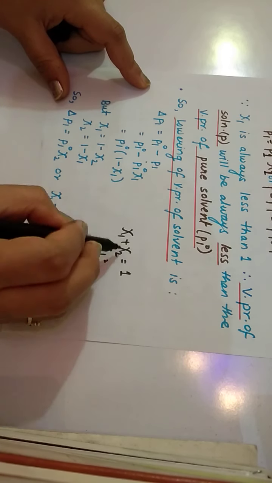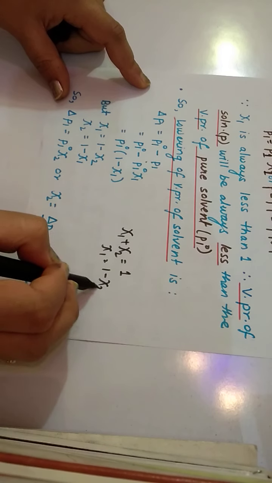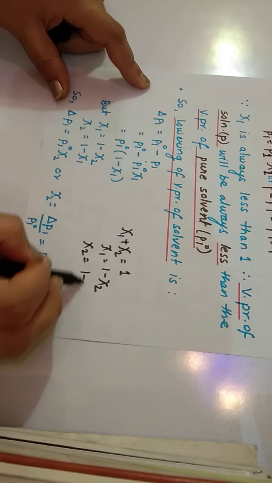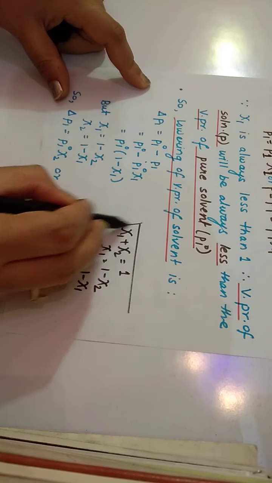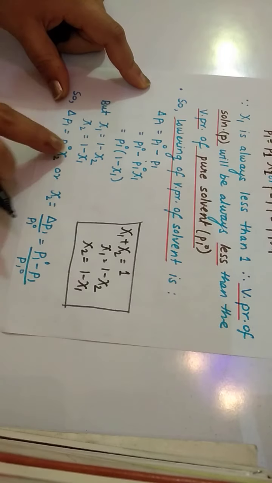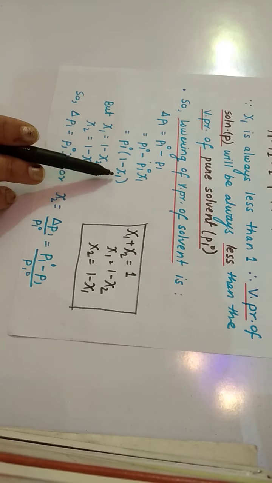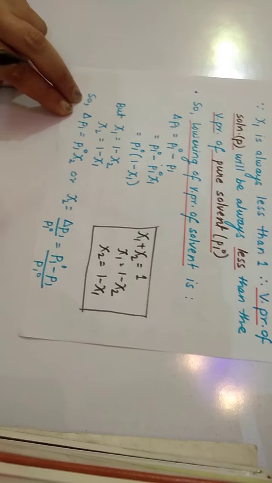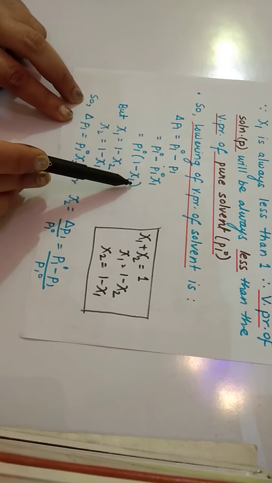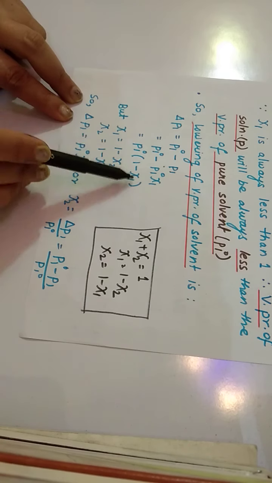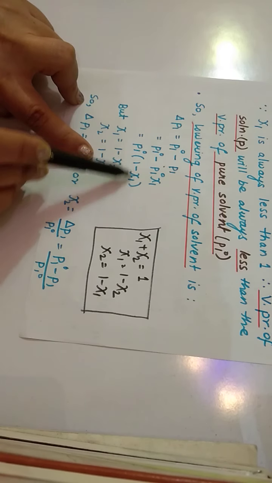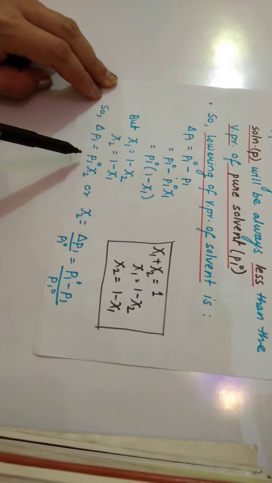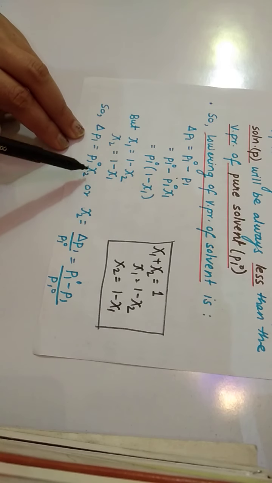So x1 will be what? This x2 will go here, 1 minus x2. In the same way, what will be x2? This x1 will go there, so it will be 1 minus x1. That's what I have written here. So what is 1 minus x1, children? 1 minus x1 is x2. So I'll write x2 instead of this, because x2 is equal to 1 minus x1. So delta P1 came out to be P1 naught x2.